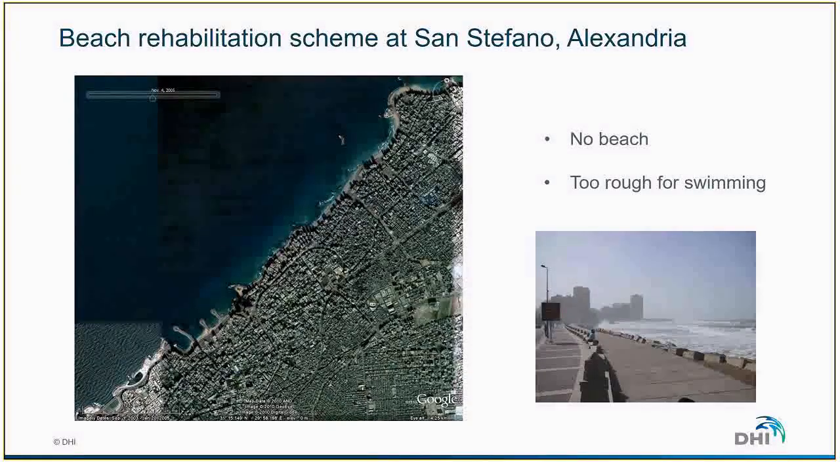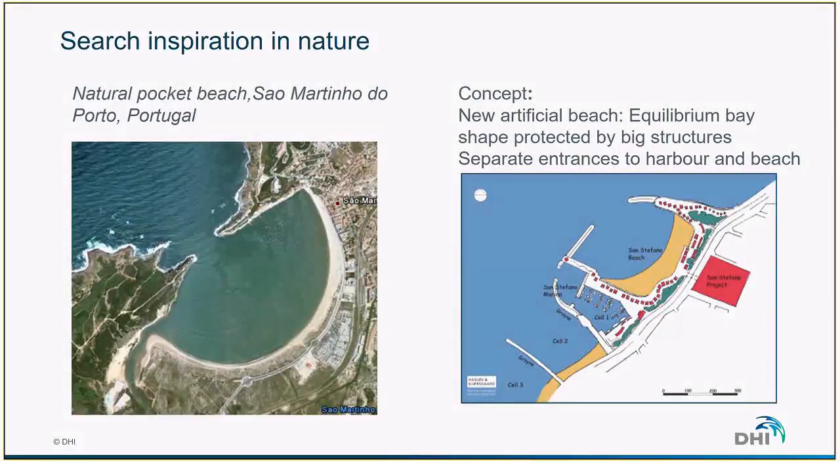This is another example of a project where DHI has been working. This is located in San Stefano in Alexandria, on the Mediterranean coast of Egypt. Basically, in this case, we have a completely opposite situation to the previous project we've been looking at in Denmark, because in this case, we have no beach before the construction of the project, and we have relatively rough conditions, whereas in the previous case, we had not enough wave exposure to maintain a good quality for the beach. So let's see how these conditions have been used for the design of a new artificial beach.